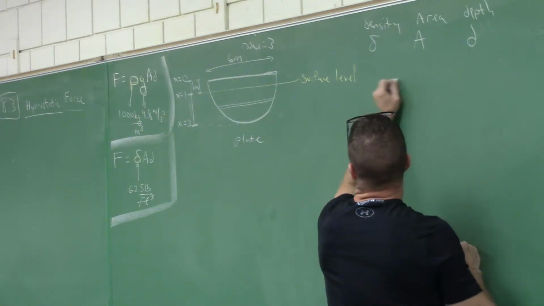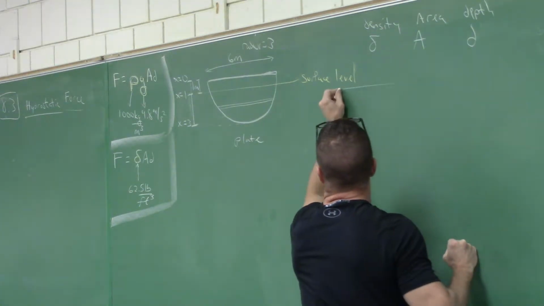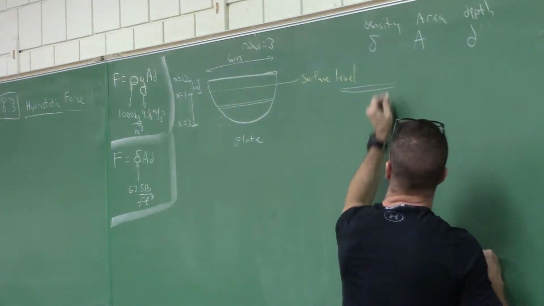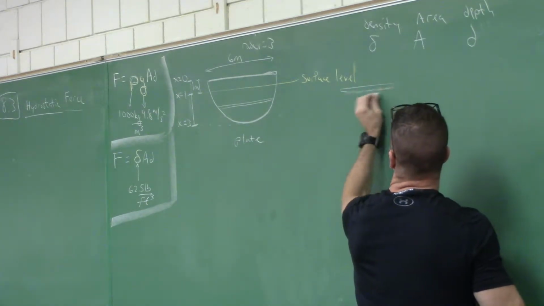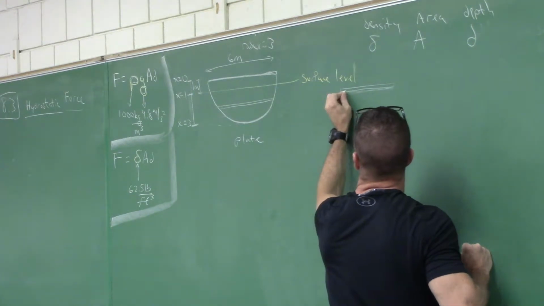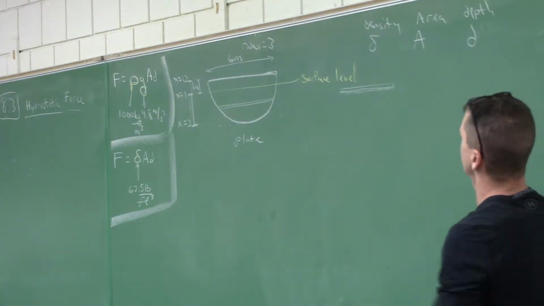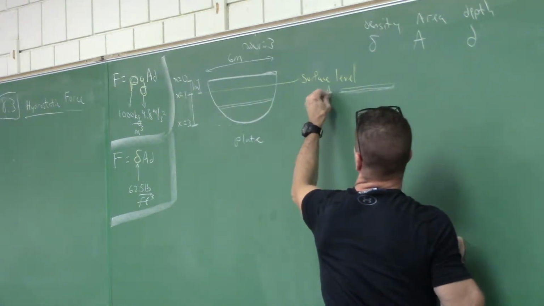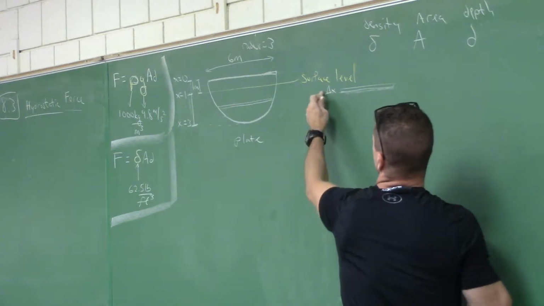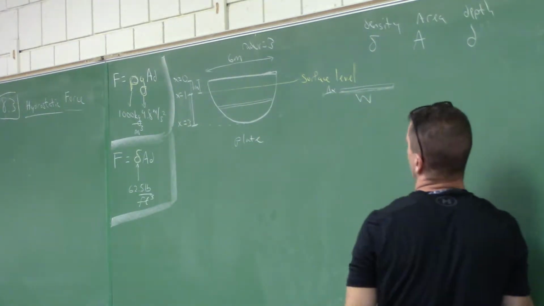I'll pull it out here. It's another rectangular shape. We give it a little thickness so we can really see it here on this green board. What's that width right there? Change in x. I'm going to put W again.